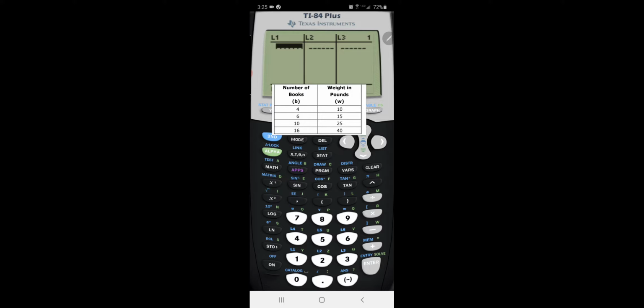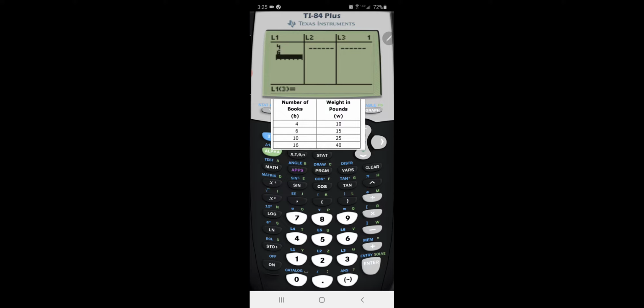Okay. Now L1, we're going to plug in our x values, or in this case, our b values. So 4 enter, 6 enter. Once again, I only need 2, but you can go ahead and put them all in if you want. 10 enter, 16 enter. Let's go over to L2 and start putting our y or a or w values in this case. So 10 enter, 15 enter, 25 enter, and 40 enter.